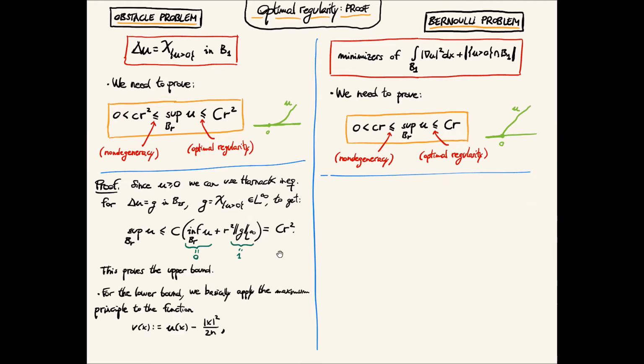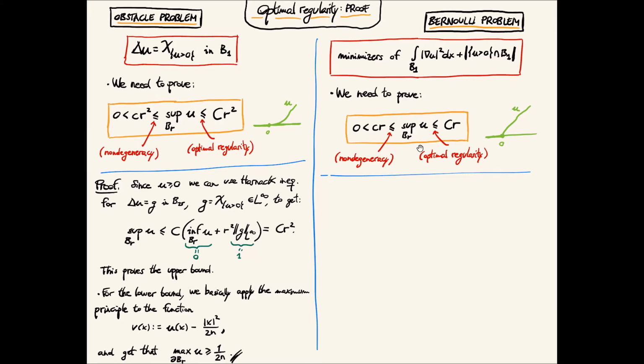And for the lower bound, I don't want to enter into details, but you basically apply the maximum principle to the function defined as U minus a parabola. After a small trick, you get the non-degeneracy from below. You see that this is very, very short, and you get the optimal regularity and the non-degeneracy with constants that depend only on the dimension.